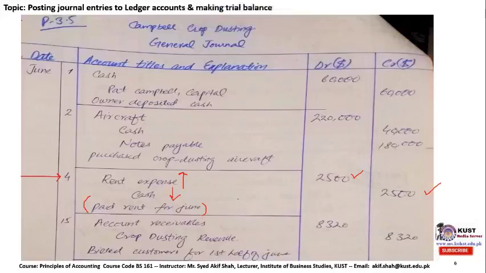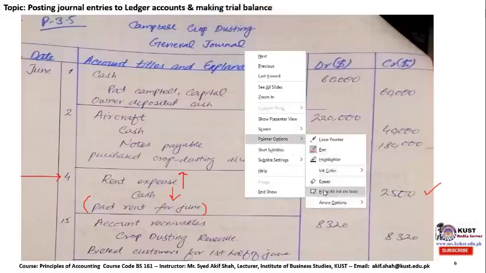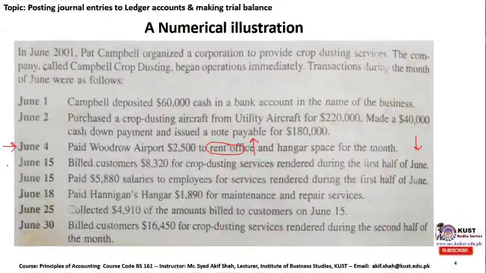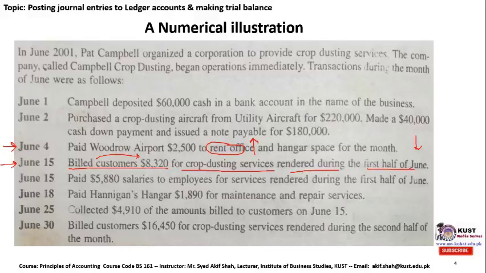Now let's move towards our next journal entry in this question, which is pertinent to June 15. On June 15, the company has billed customers $8,320 for the crop dusting services. The company might have rendered the services to its customer, and they have sent a bill to the customer in the amount of $8,320 for the services rendered during the first half of June.